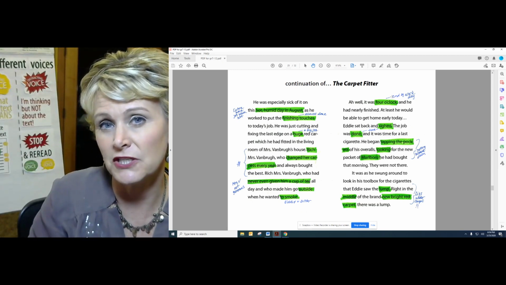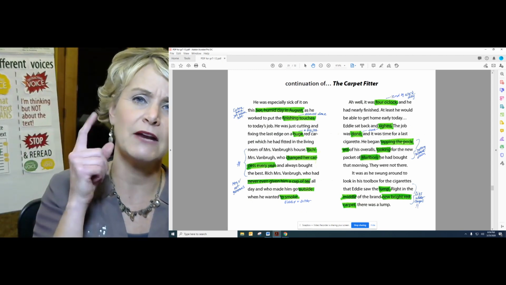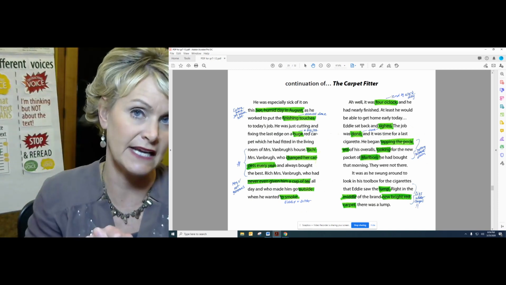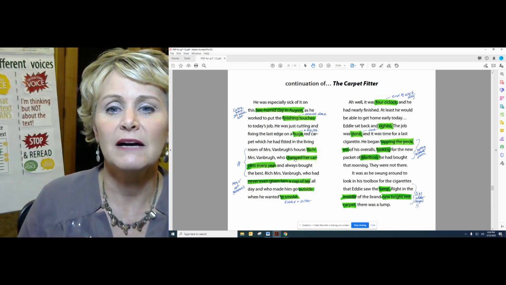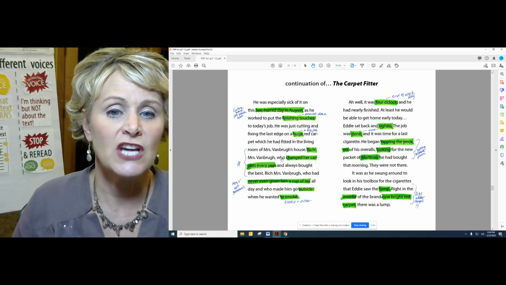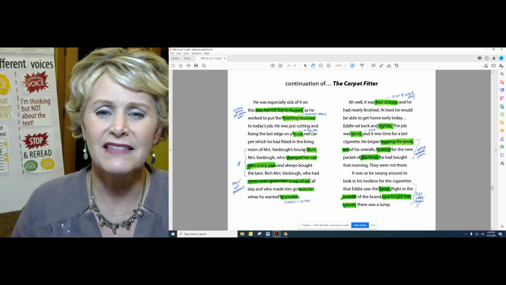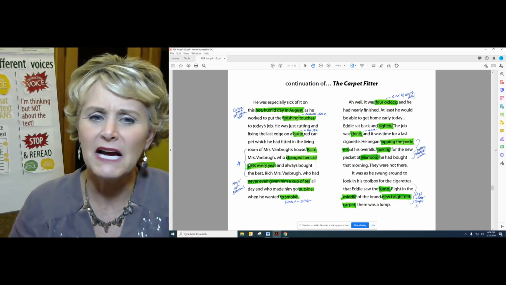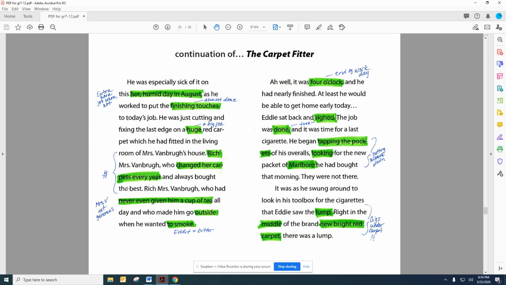The other thing I want you to notice is there are times that I had one thought about several details. Okay, so this idea that she was rich and changed carpets every year, that kind of sprinkled across 3 lines. I just bracketed. Okay, all of this is my thinking. I did it over here too.